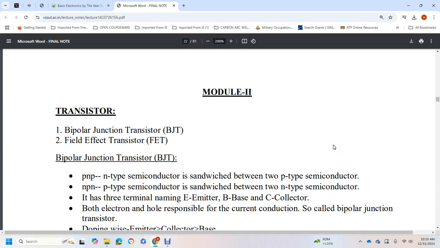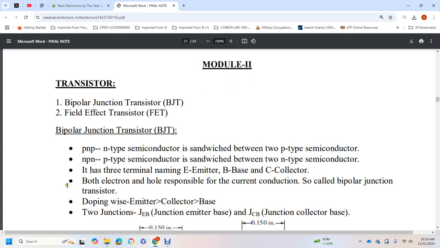Alright, Module 2: Transistor. Your bipolar junction transistor, BJT, and field effect transistor, FET. The bipolar junction transistor is a positive-negative-positive type or a negative-positive-negative type semiconductor sandwich: a negative type semiconductor sandwiched between two positive type semiconductors, and a positive type semiconductor sandwiched between two negative type semiconductors. Its three terminals are named E emitter, B base, C collector. Both electrons and holes are responsible for the current conduction.